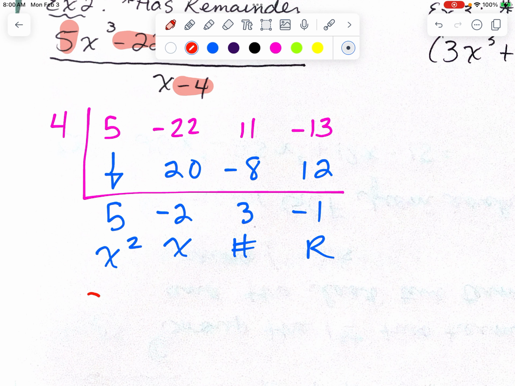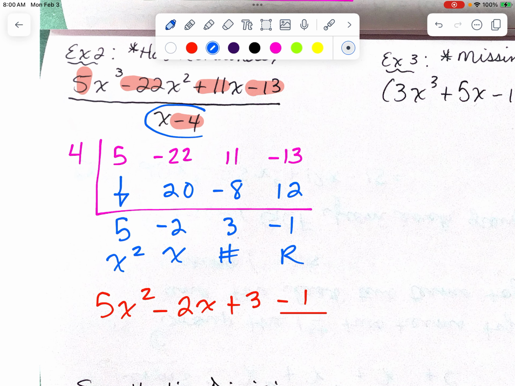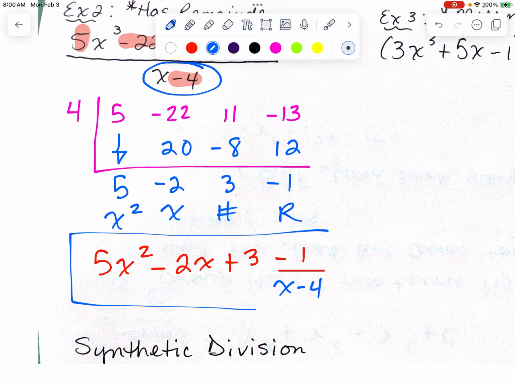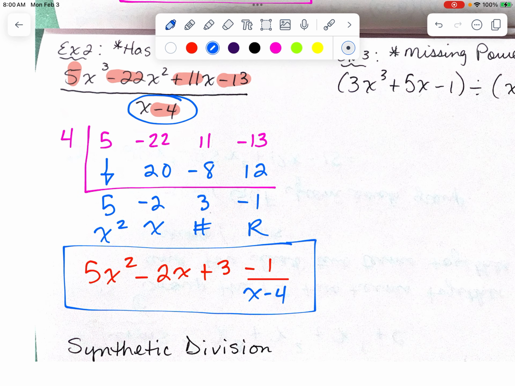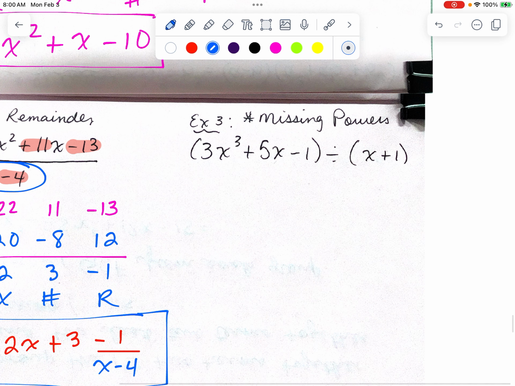So our answer would be 5x squared minus 2x. The 3 is positive, so we go plus 3. The remainder is negative, so we say minus 1 divided by, and you go back up to the top here, and you take what we were dividing by here, which was the x minus 4, and that goes on the bottom of the remainder, and this would be your answer. And again, you could type both the problem and that answer in Desmos and look for the matching graphs to see if you're 100% correct.